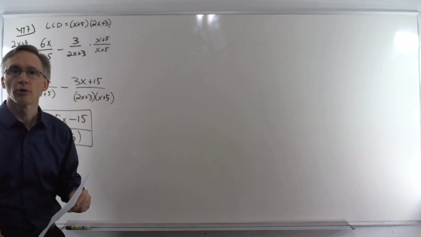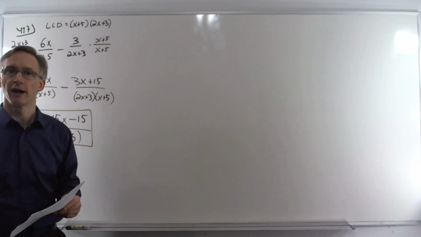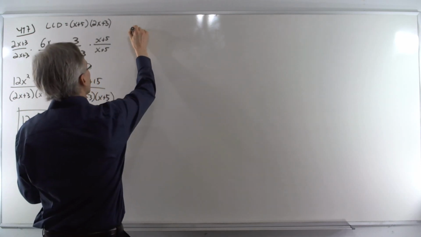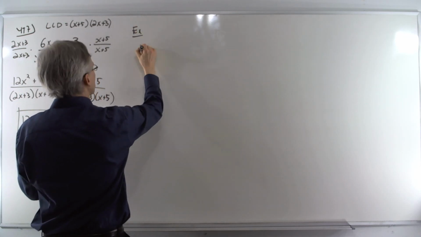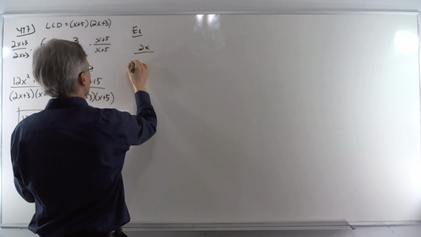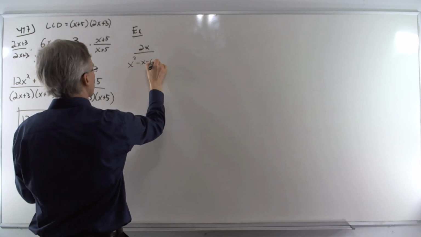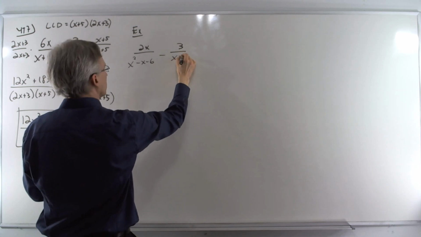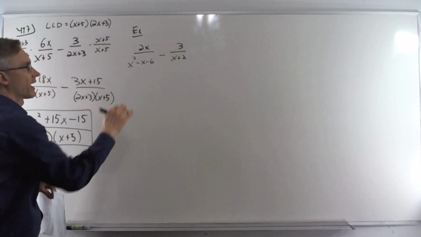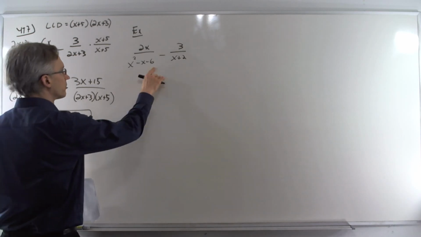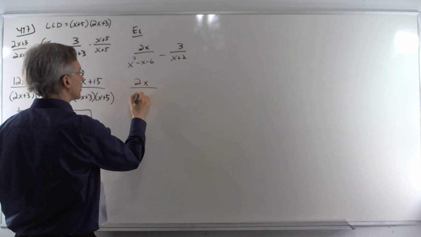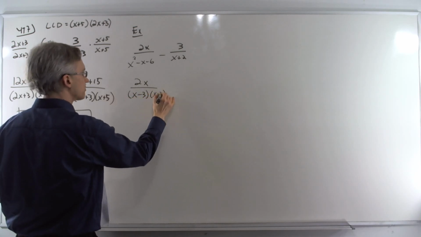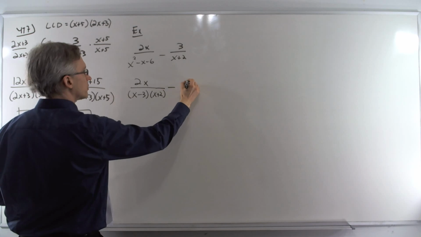Now this last set, we're going to need to do some factoring before we can find the least common denominator. So I'm going to start off by factoring the trinomial in this first fraction. And that factors into x minus 3 times x plus 2.